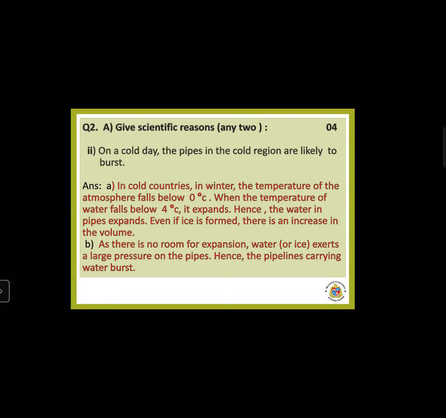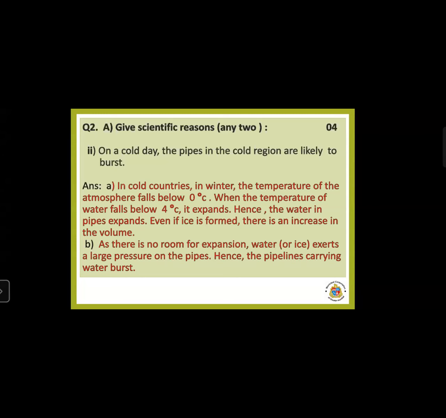Now we know the density of water is maximum at 4 degrees Celsius. Now in a cold region in winter, the temperature of the atmosphere falls below 0 degrees Celsius. When the temperature of water falls below 4 degrees Celsius, it expands. So this is the anomalous behavior of water.